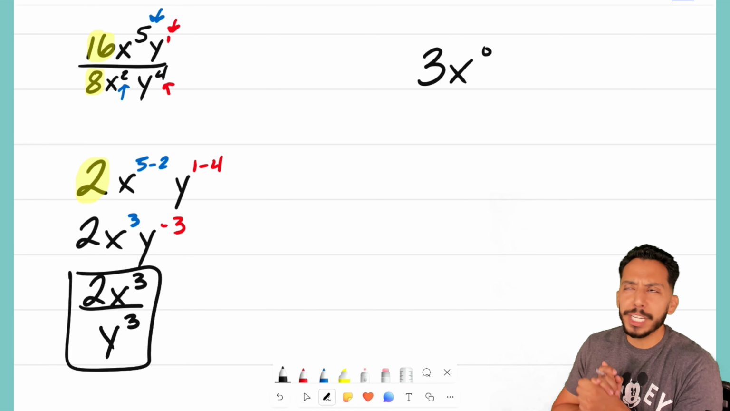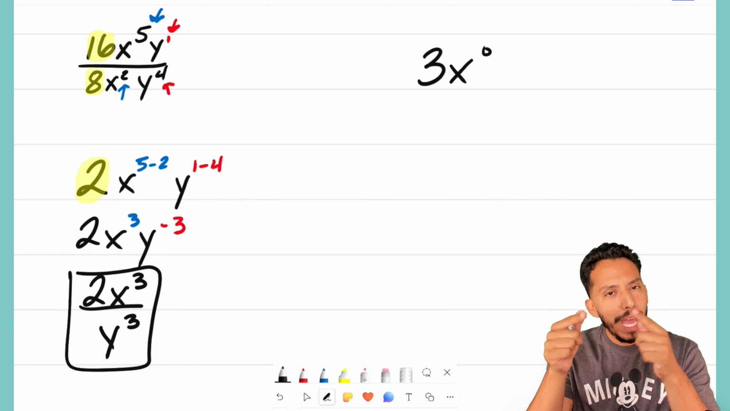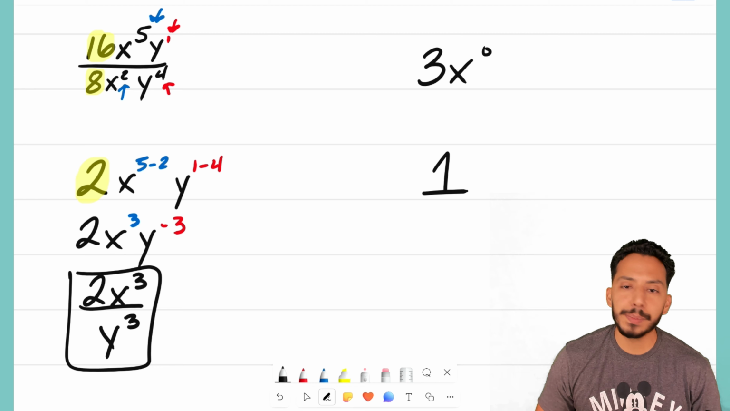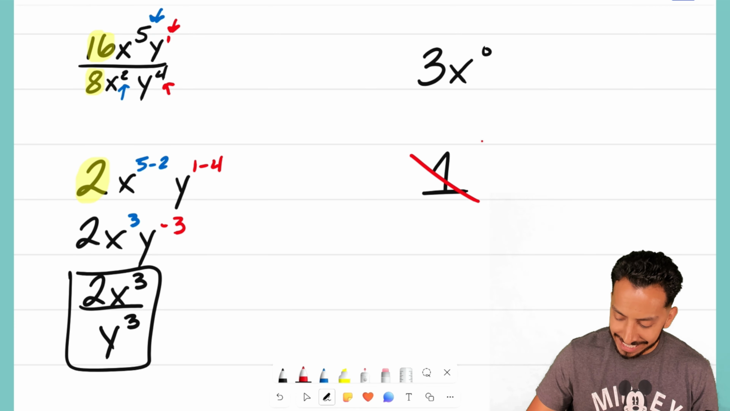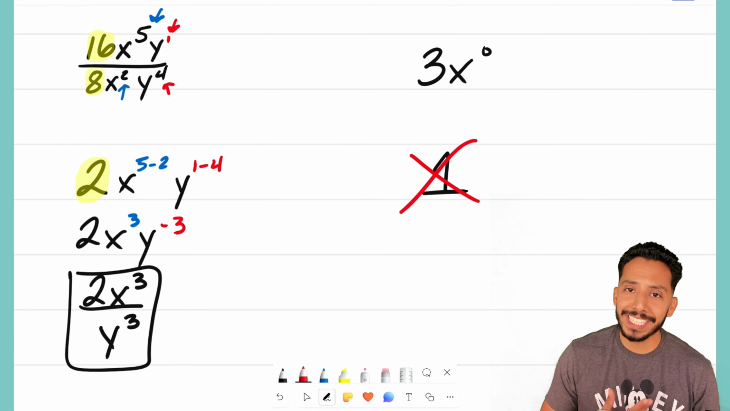Now, we have this problem here that says 3x to the 0 power. And you might be thinking, oh, anything to the 0 power is 1, so the answer must be 1. That is incorrect for this one. It would be correct if the quantity 3x was to the 0 power, because then the whole thing turns into a 1. The 3x changes to the 1. I would agree with that.